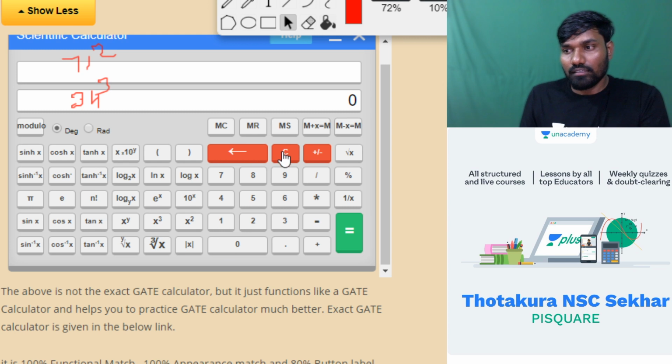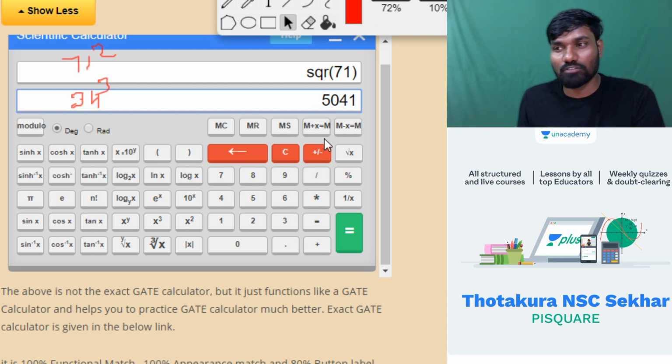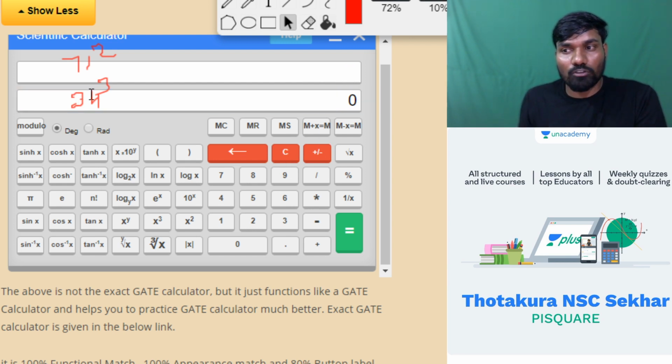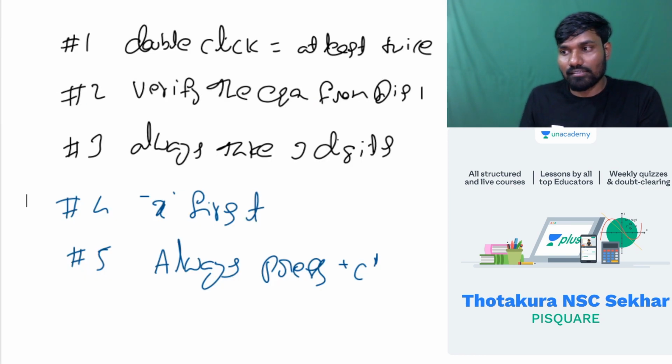Okay, so I cleared it. Now 71 square. Look at this, I have a square. So x first: 71, then hit this square, just like a regular calculator. I told you, right? 5041. If you want to get 34 cube, do we have a cube operation here? Yes, x cube is there. So 34, then hit this, it will go for x cube. This is the value. Clear with this.